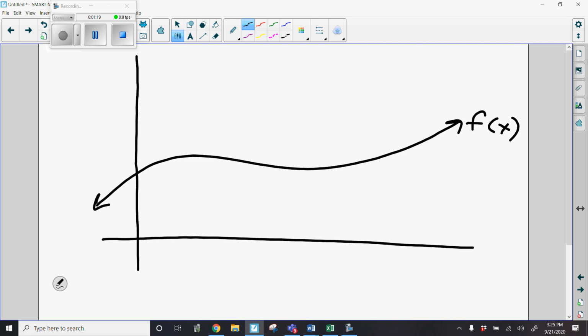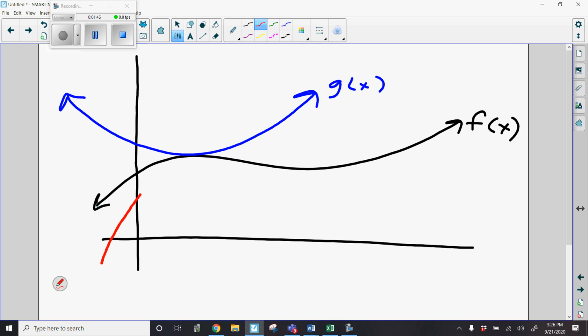Okay. But let's also talk about two other functions that are surrounding it. So I'm going to switch colors here. I'm going to use a function on top called g of x. And I'll use a different color down below. I'll call that one h of x. So what we can see here in this picture is that f of x is always going to be greater than or equal to h of x, but f of x is also always going to be less than or equal to g of x.